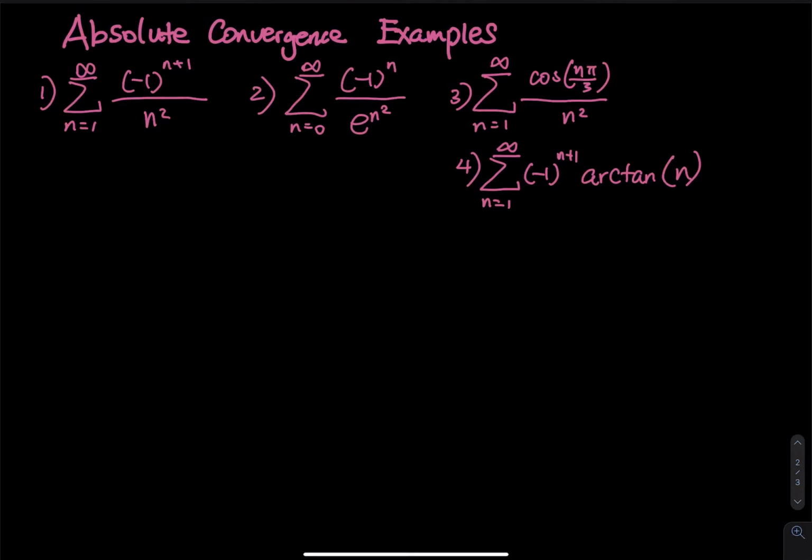In this video, we are going to handle these four series and they are about absolute convergence. Let's take a look at the first one. So number one, we have the sum n goes from 1 to infinity of (-1)^(n+1) divided by n squared. Alright, so this one is clearly an alternating series, so then we have to go by the alternating series test.